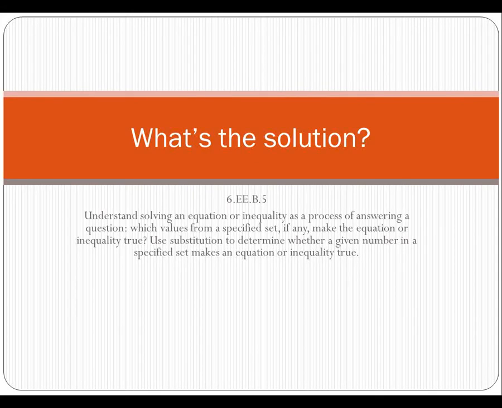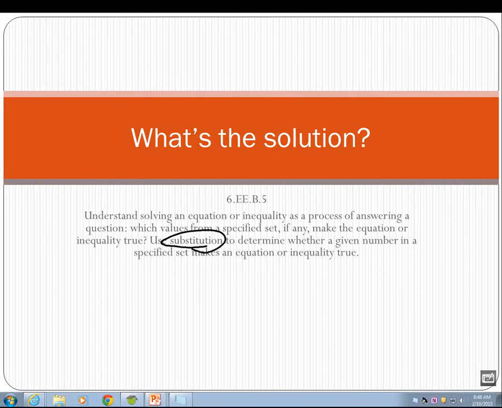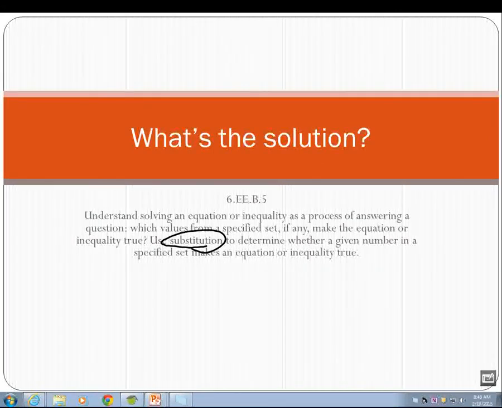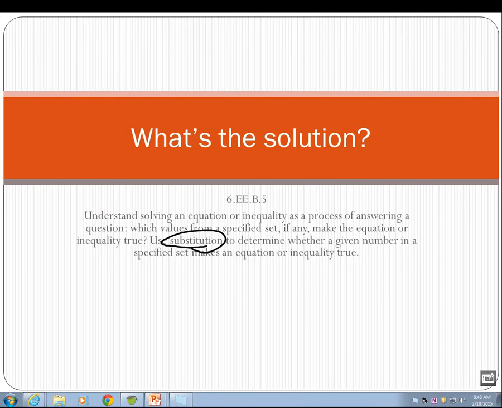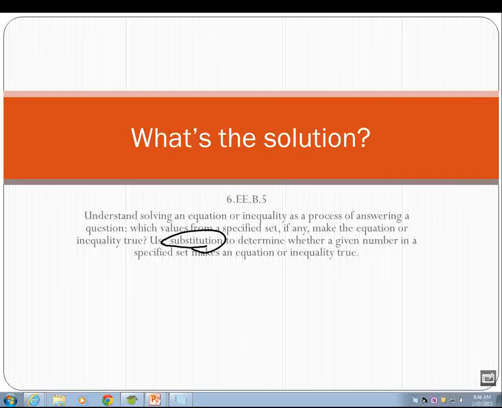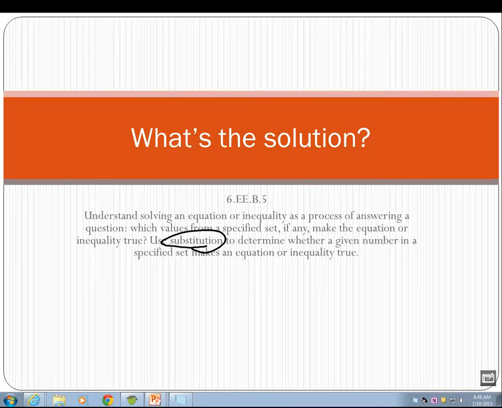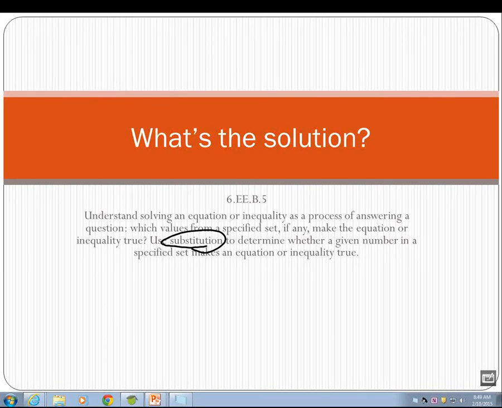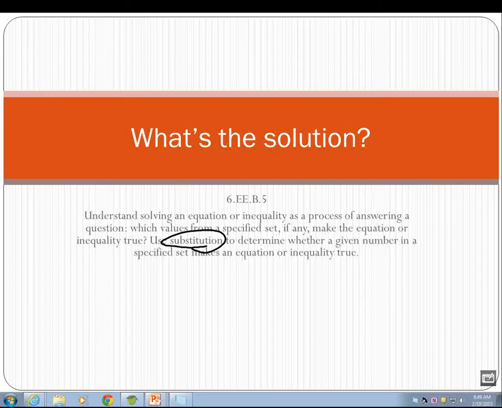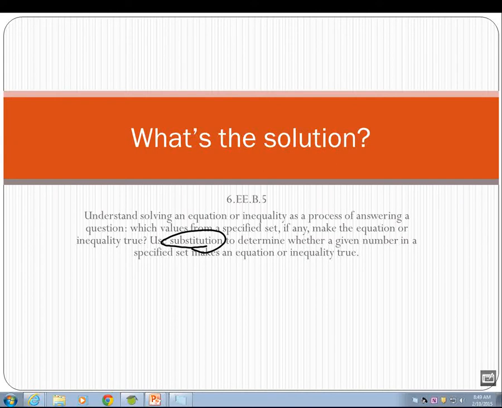Substitution. Where have we seen that? In your notes? And also, when did you substitute? Oh, in the temperature thingy, exactly. And what did you use with the temperature thingy with the substitution? When it says C, what is C? A variable, yes. You're substituting numbers in for variables. Good. To determine whether a given number in a specified set makes an equation or inequality true.